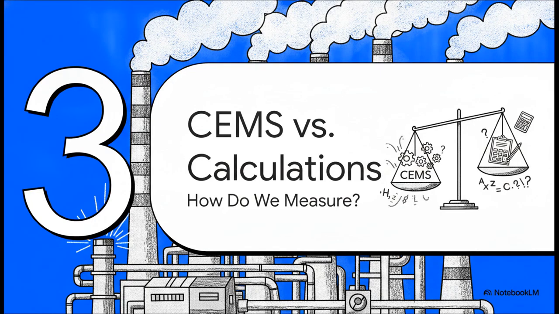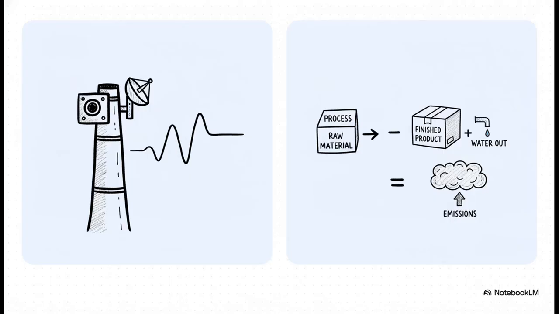Okay, Section 3. We know what to measure, but how do we do it? Let's look at CEMS versus engineering calculations. The standard actually gives entities the flexibility to discuss the calculation methodologies they use for their disclosures. The primary methods usually contrasted here are continuous emissions monitoring systems, known as CEMS, versus engineering or mass balance calculations.